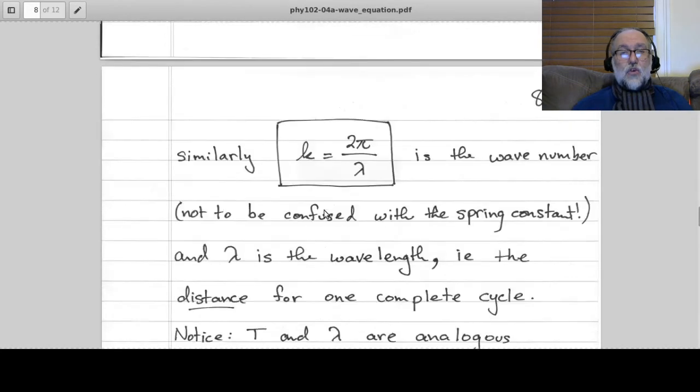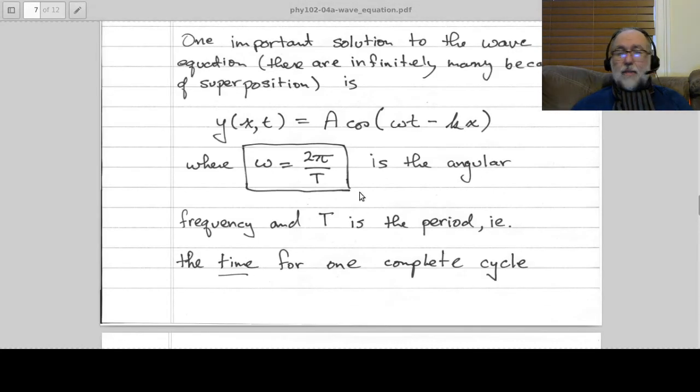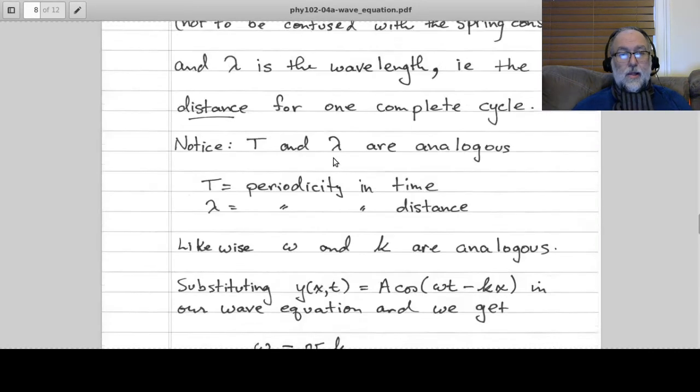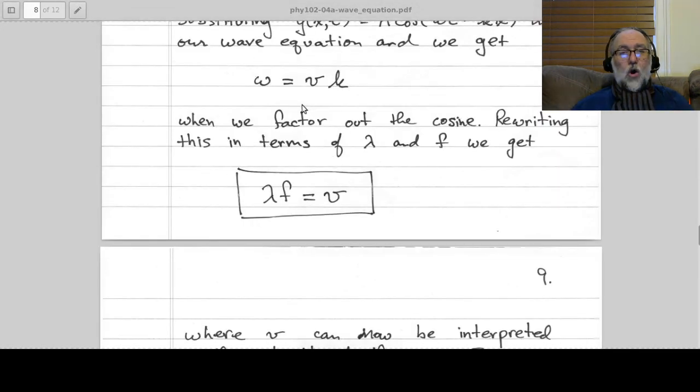Now that doesn't look familiar, except if you write omega in terms of the frequency f. Above I had it in terms of T, and I didn't write this, but I probably should have. Omega is equal to 2 pi over capital T, but you could also write that as 2 pi times f, where f is the linear frequency. So if you write omega as 2 pi f, and k as 2 pi over lambda, then the 2 pi's cancel, and you just multiply throughout by lambda, and you get this here.